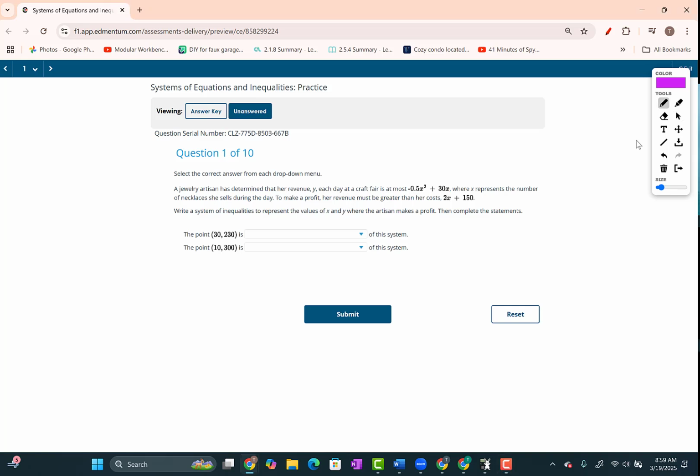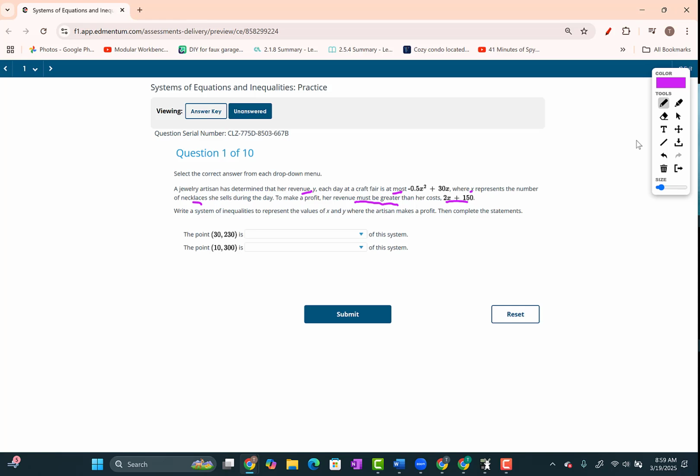Question 1. A jewelry artisan has determined that her revenue y each day at a craft fair is at most negative 0.5x squared plus 30x, where x represents the number of necklaces she sells every day. To make a profit, her revenue must be greater than her costs, 2x plus 150.